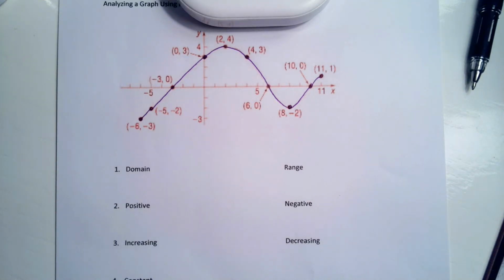Hello mathematicians. This video is about how to analyze a graph using interval notation. So interval notation is used to describe a series of points in a row, almost like inequality notation is. So for instance, for this graph, we're trying to figure out the domain. Domain is all the possible x values for the function.